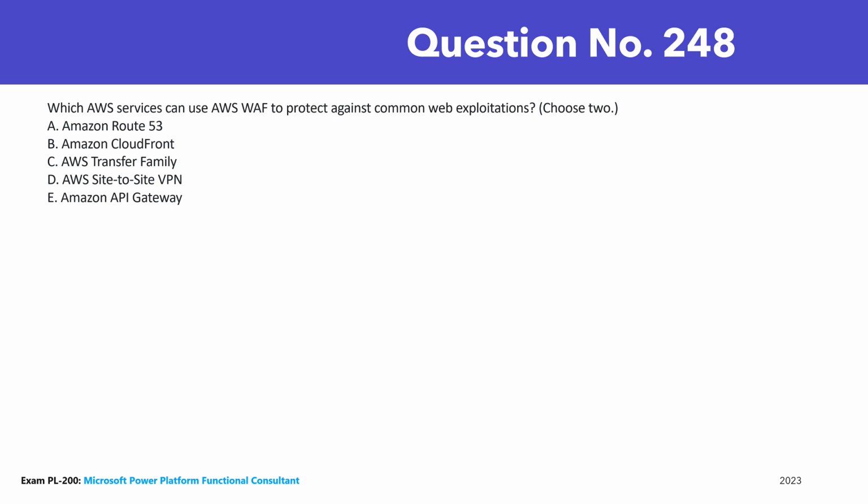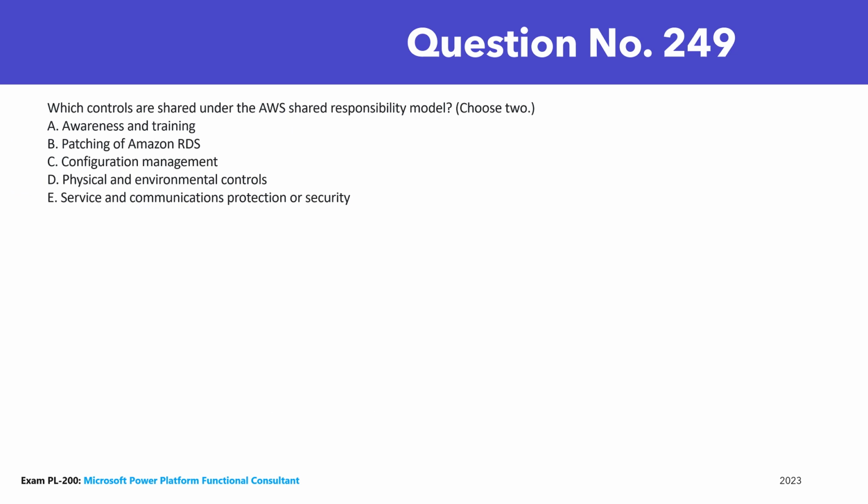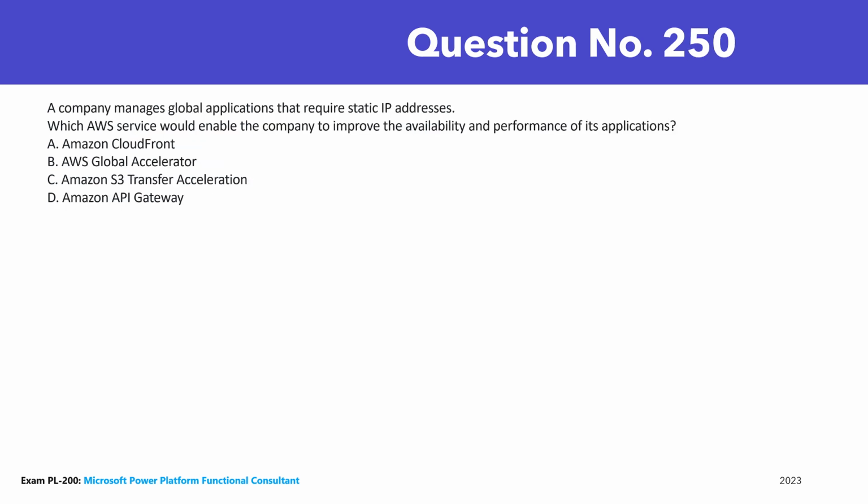Which controls are shared under the AWS Shared Responsibility Model? Choose 2. A. Awareness and training. B. Patching of Amazon RDS. C. Configuration management. D. Physical and environmental controls. E. Service and communications protection or security. Correct answer, A, C.